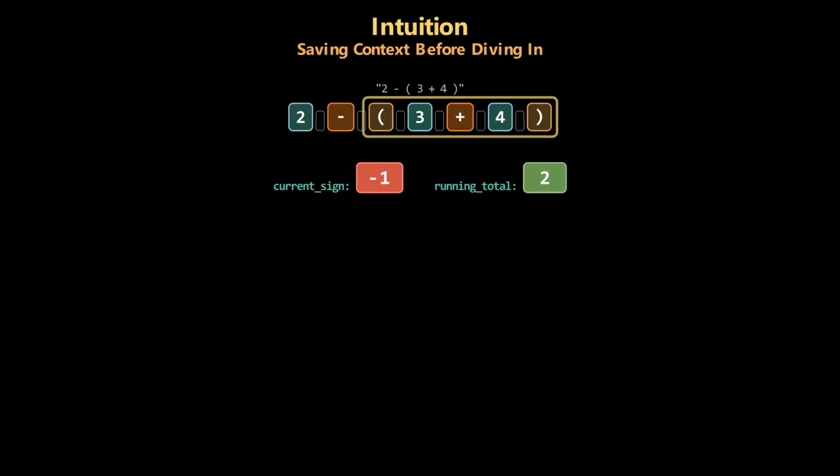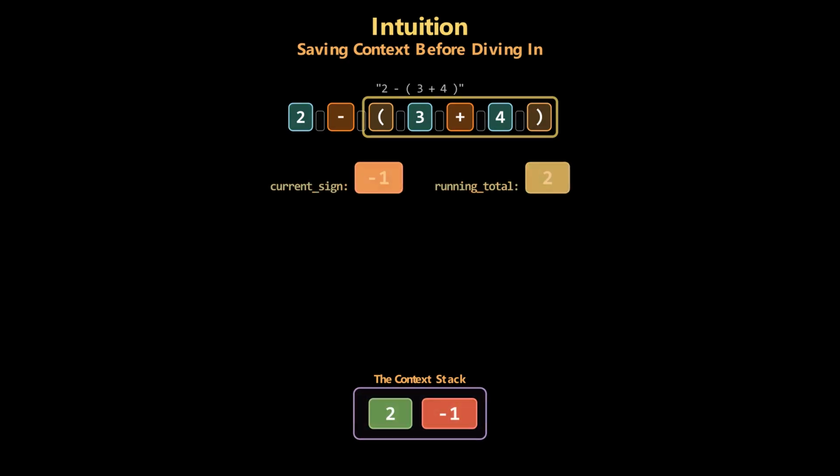When we hit an opening parenthesis, we need a safe place to store our current state so we do not forget it. We can push our frozen running total and our pending sign onto a stack. With our old context safely put away, we reset our calculator completely back to 0 to evaluate the inside of the brackets as if it were a brand new, independent problem.